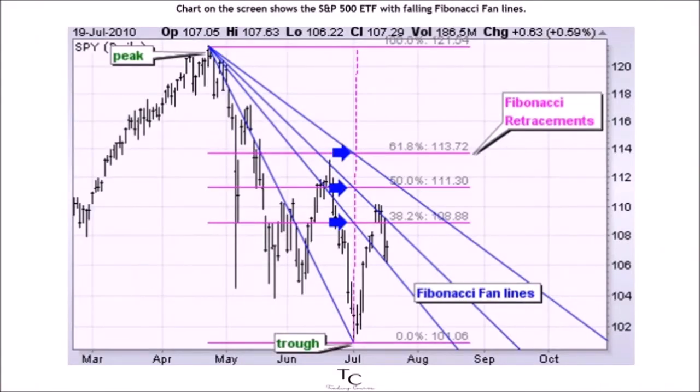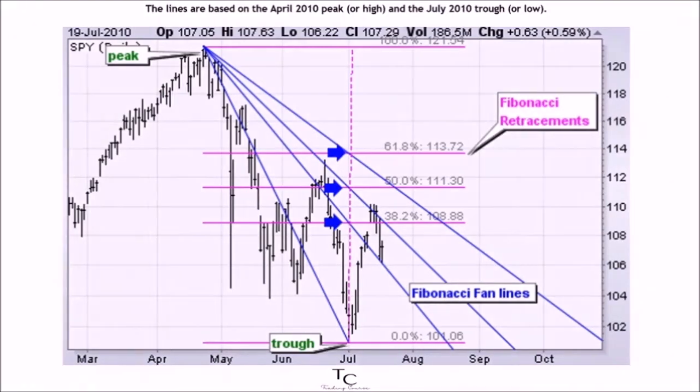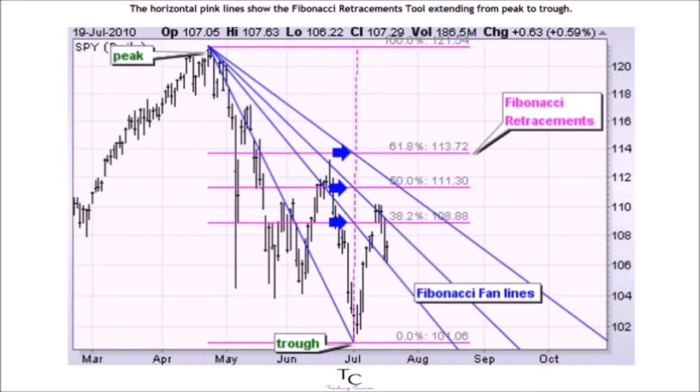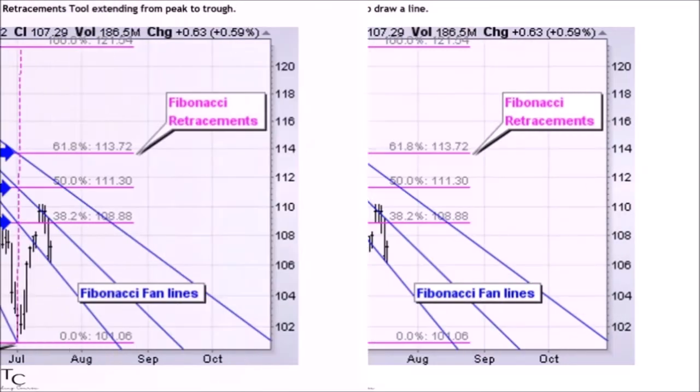Chart on the screen shows the S&P 500 ETF with falling Fibonacci fan lines. The lines are based on the April 2010 peak, or high, and the July 2010 trough, or low. The horizontal pink lines show the Fibonacci retracements tool extending from peak to trough.